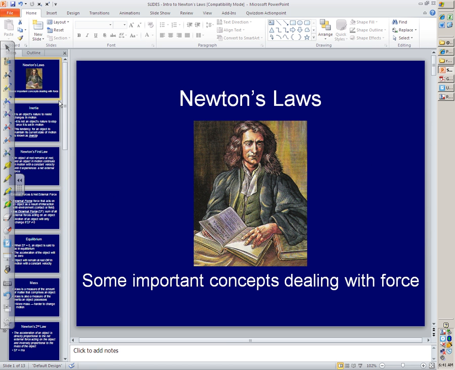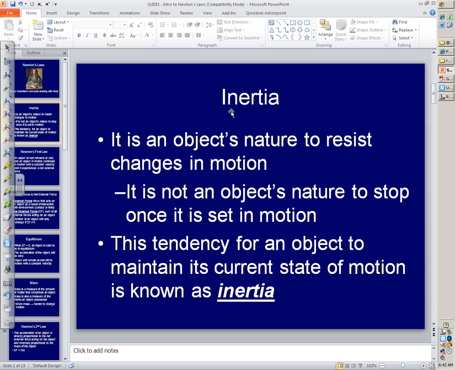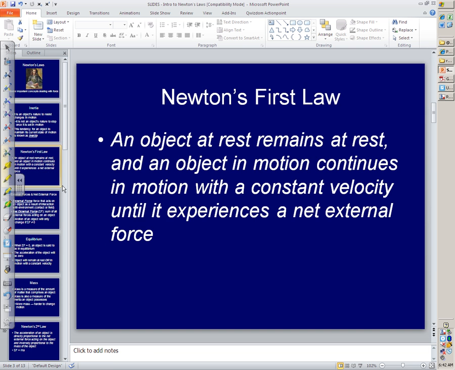So, back when we were introducing forces in Newton's laws, we dealt with a couple of terms. So the first term we dealt with was inertia, that idea that objects will continue on in their current state of motion. And that led us to Newton's first law, that an object at rest remains at rest, and an object in motion continues in motion with a constant velocity until it experiences a net external force. Hopefully these things are sounding familiar.